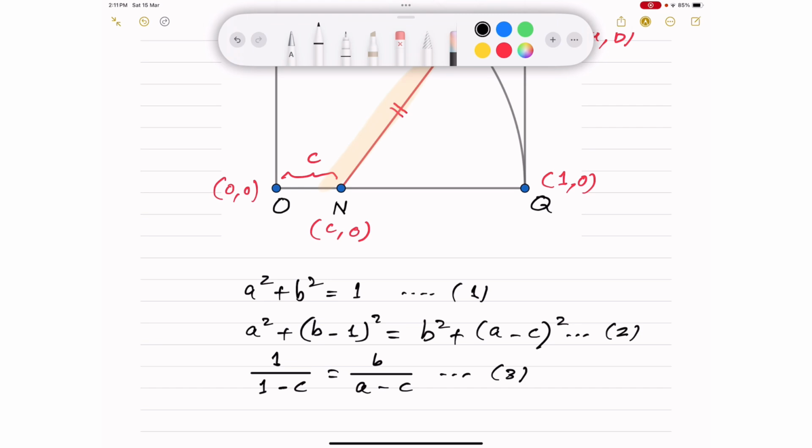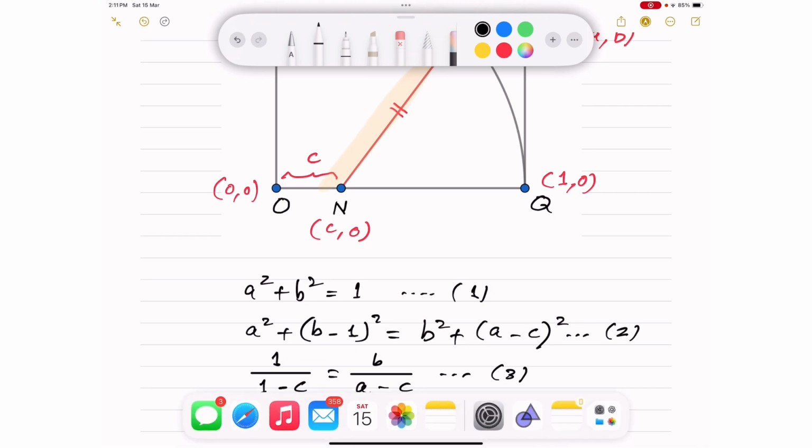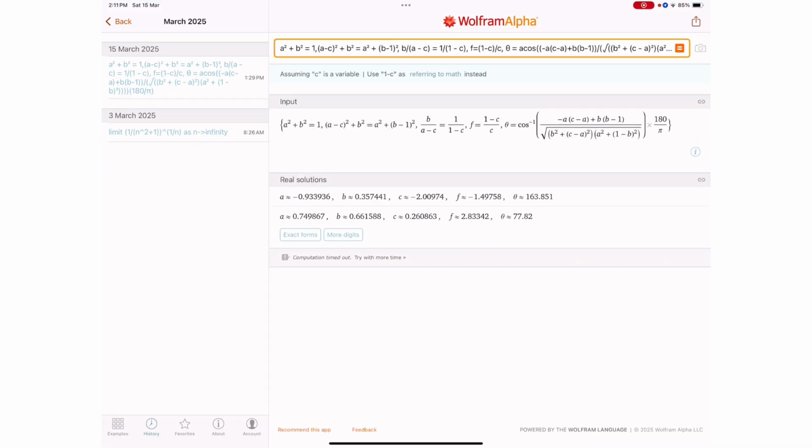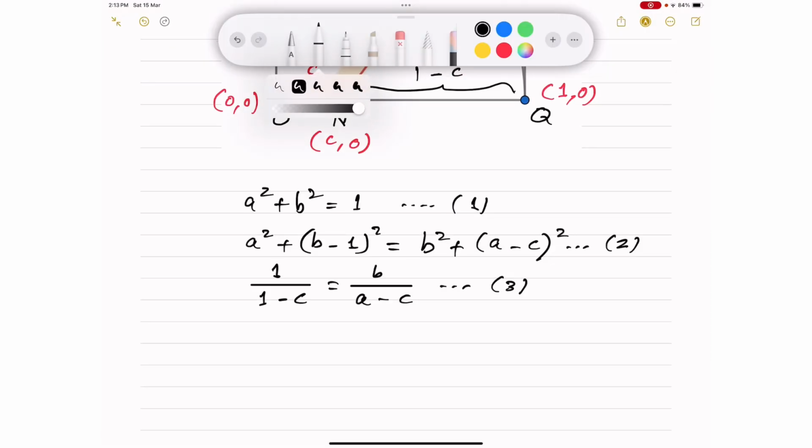Now to solve for these, I have already written this in Wolfram Alpha, so I'll benefit from Wolfram Alpha. Let me open it for you here. This is Wolfram Alpha, and I have put the equations here. Okay, I have written the equations in the Wolfram Alpha format. Okay, so the solution is that A is 0.74987667 and B is 0.661588, and these are approximate solutions. And C, of course, we can look for more accuracy, and C is 0.26863.